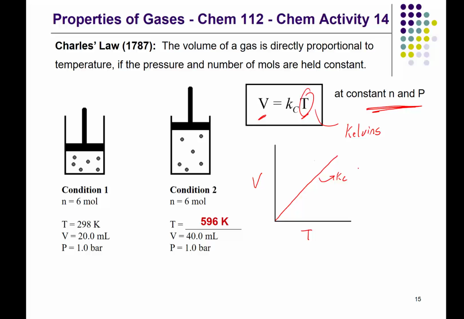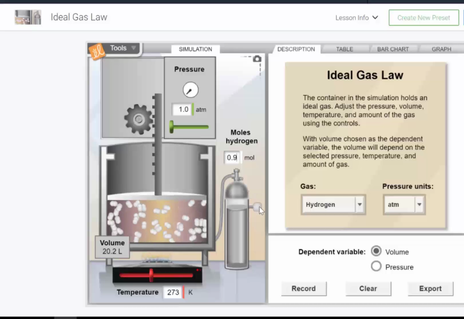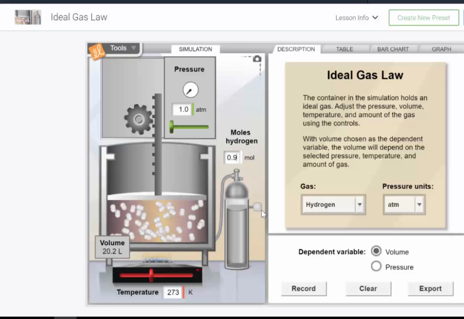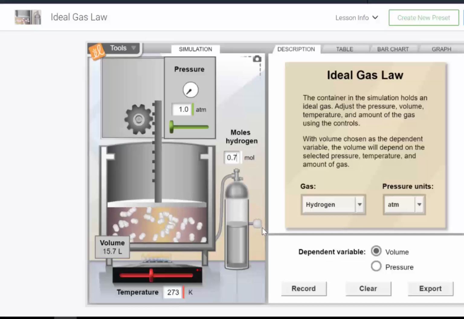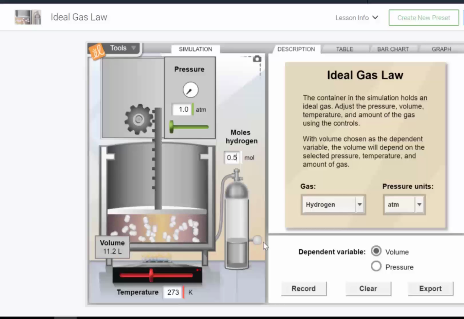In the next simulation, you'll see what happens when we change the amount of gas in a container, but we'll keep the pressure constant as well as the temperature constant. In this next part of the simulation, we're going to change the amount of particles while keeping the pressure constant. So now we're decreasing the amount from 1 mole down to 0.9, down to 0.8. It's like there's a leak. And again, we're keeping the pressure constant.